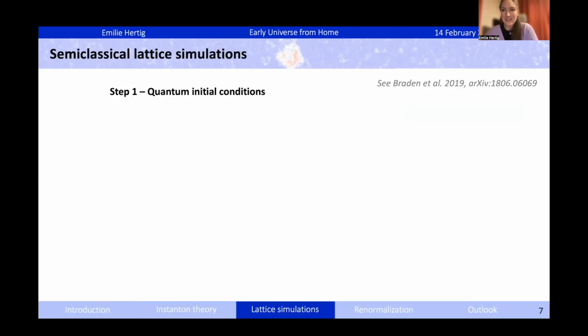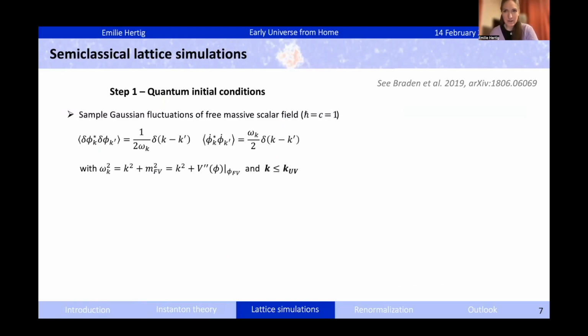And one option that Alex will talk about in his presentation is to study this phenomenon directly in the lab with a quantum analog experiment. Another approach, which is also essential to interpreting the results of such experiments, is to simulate the phenomenon numerically on a lattice. We initialize our simulation with the field in the false vacuum, adding Gaussian fluctuations that we sample using a power spectrum that corresponds to that of fluctuations in the quantum vacuum. And then we evolve those fluctuations classically.